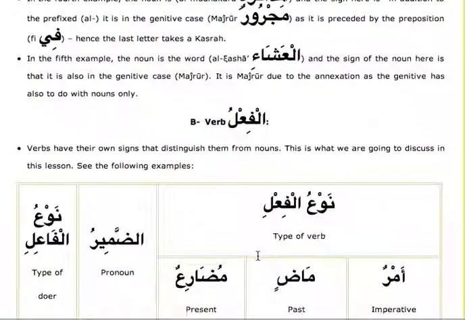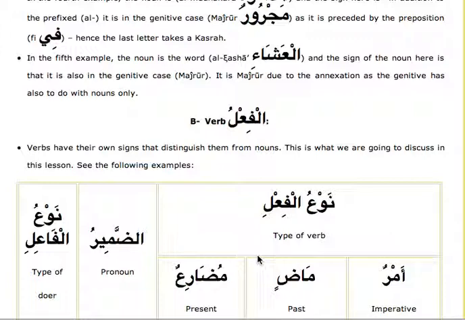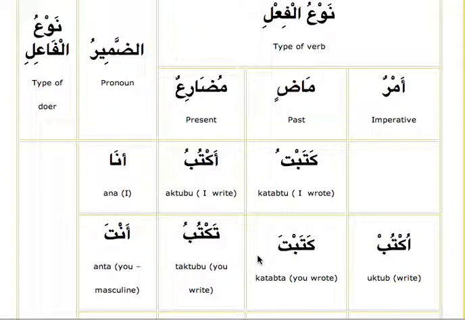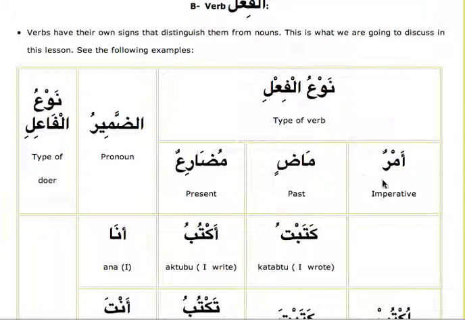Al-fi'l. Okay, verbs have their own signs that distinguish them from nouns. This is what we are going to discuss in this lesson. See the following examples. Now, types of verb: amr, madi, mudari'. Damir, pronoun. Nunul fa'il, type of fa'il, the doer.